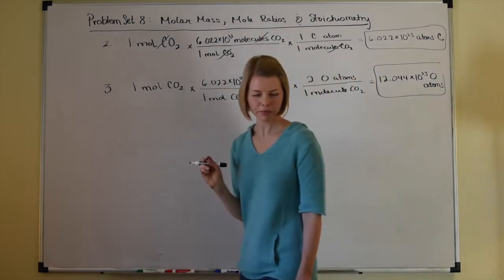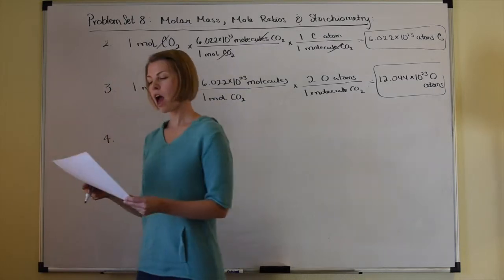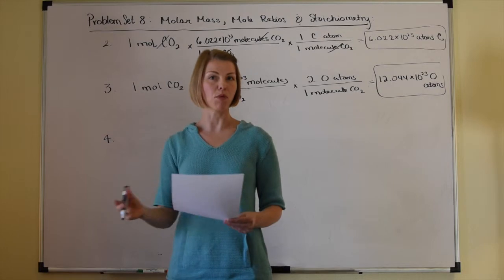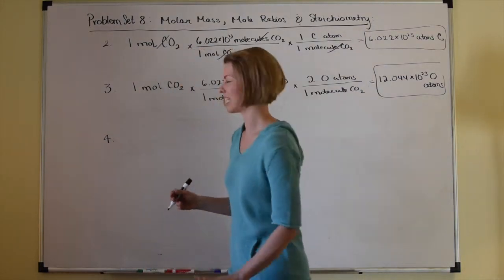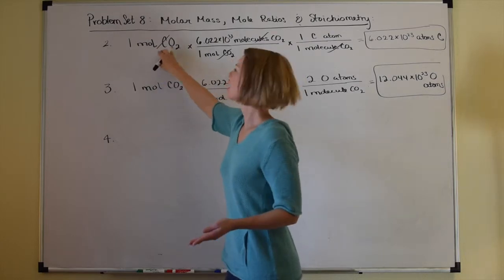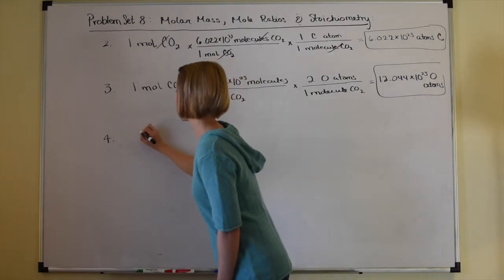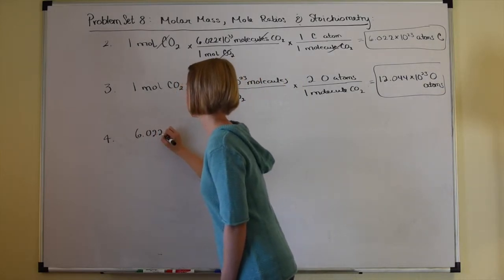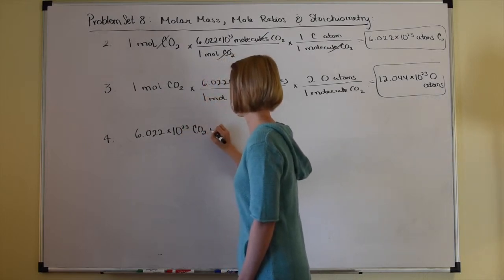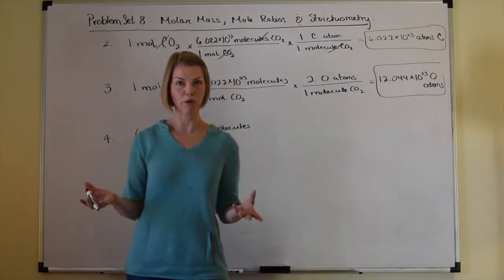Okay. All right, number 4. How many molecules of carbon dioxide are in 1 mole of carbon dioxide? Well, we don't really even need to do the calculation. I think you're getting the idea here. In 1 mole of a substance, there is Avogadro's number of objects. So in 1 mole of carbon dioxide, there's 6.022 times 10 to the 23 CO2 molecules. Okay, that's what mole stands for.